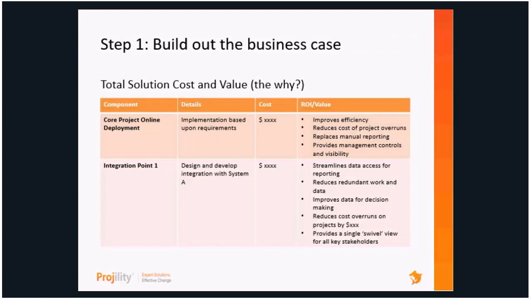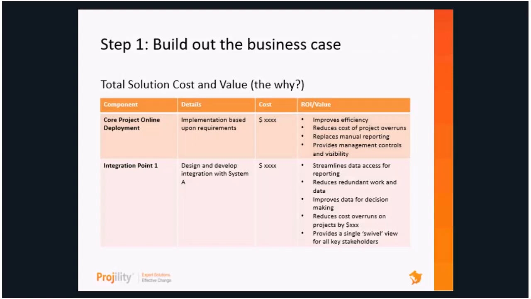You also want to start to map out within your business case the cost and the value, and have these things linked together. It's not just about cost. So one of the core components is the implementation of Project Online. You're implementing it based on specific PPM business requirements, and you have a cost. You've also built out a business case that shows an ROI or some kind of a value around things like improving efficiency, reducing your cost of project overruns, replacing any kind of manual reporting, or providing management controls and visibility. These are the typical return on investment and metrics you're going to have.